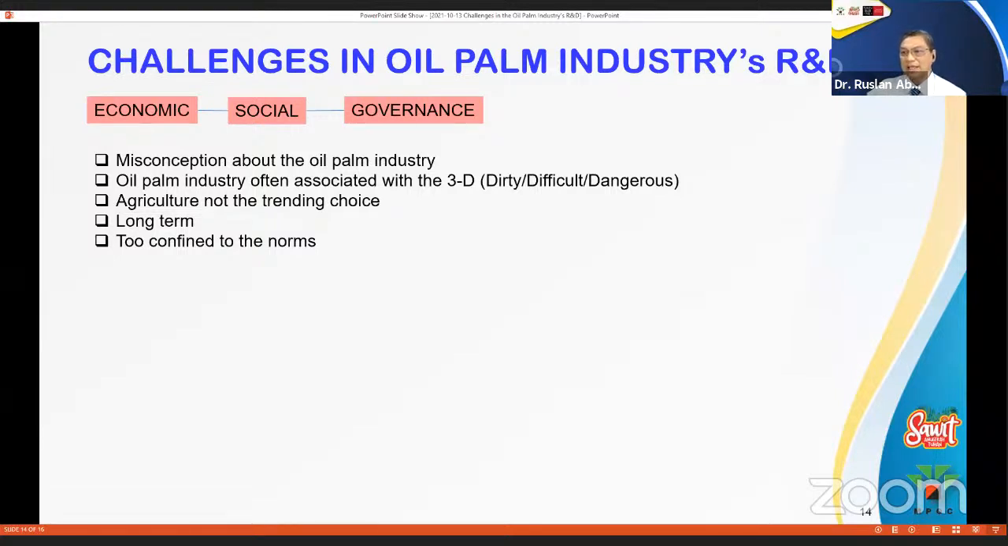So I would say that if you are very confined to what you are doing, you are not able to look at it holistically. Your process of developing R&D output will be very confined, and it will be in a piecemeal manner. So very seldom can you see people looking at it holistically.